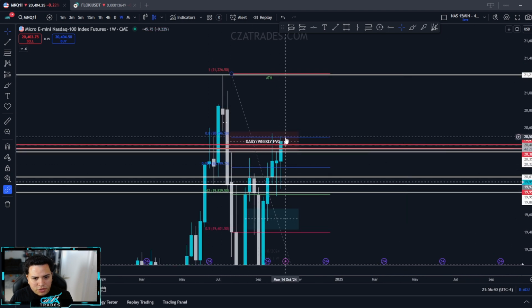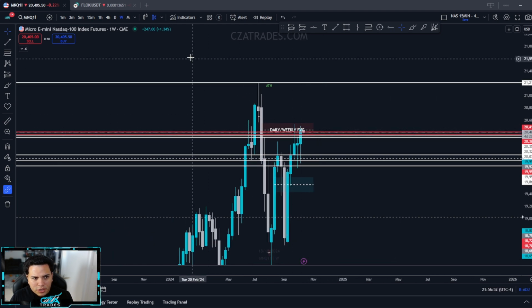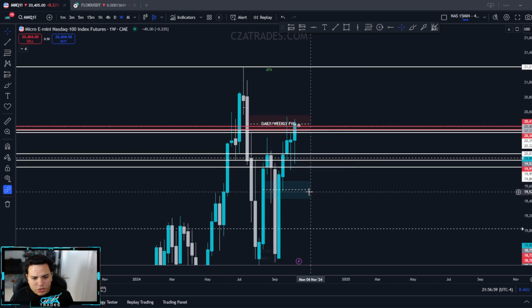And now we're rejecting off this FVG, this fair value gap over here. But we should be looking for shorts actually, right? That's what I'm seeing right here in the weekly. It's respecting the daily and the weekly fair value gap, which is bearish. So I'm going to be looking for bearish positions in this coming week.